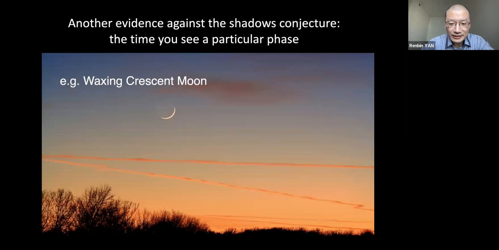What about other evidence? We also have other evidence. Quite often we see a crescent moon at sunset. And I think you probably have experienced seeing this before. When you go out to see sunset, sometimes you see the moon is very close, just above the horizon, and you see a silver lining of it. It's really beautiful.